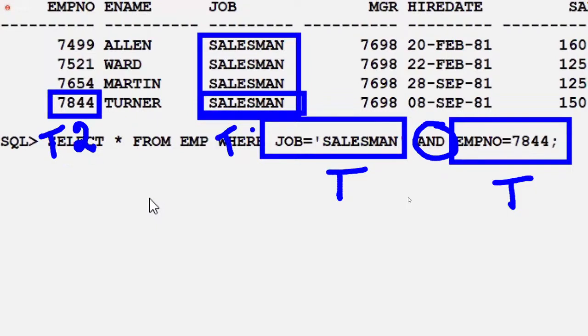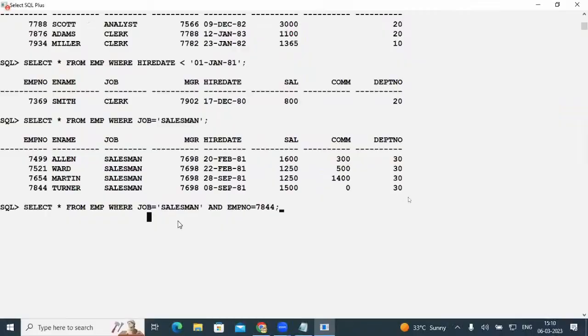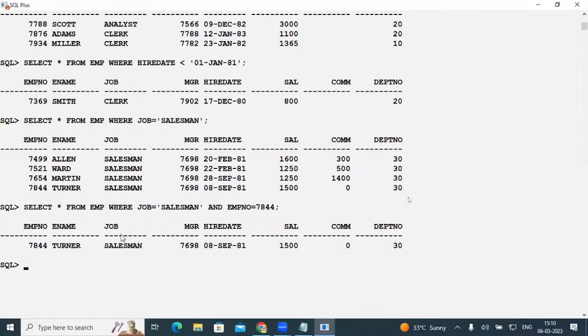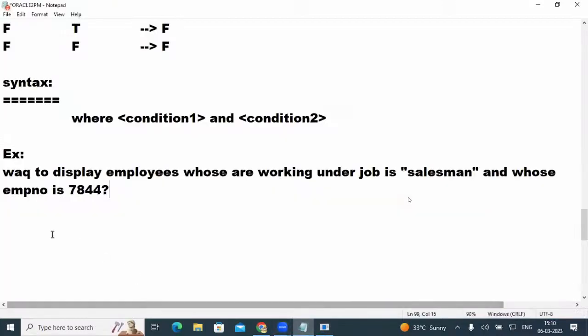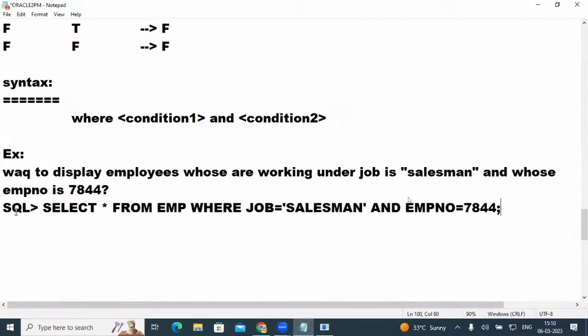So first condition true, second condition true, true, then the value will be returned. So what is the value here? 7844. So now you can see your required person, you will get it now. Okay, now, right. So this is one person's details out of 4 salesmen. Your required employee details. So at this moment, the second condition is compulsorily required.